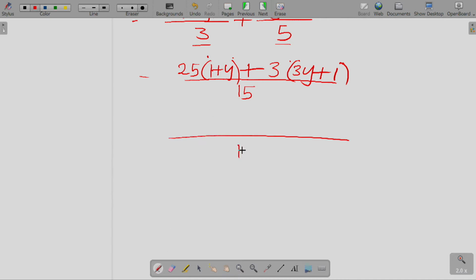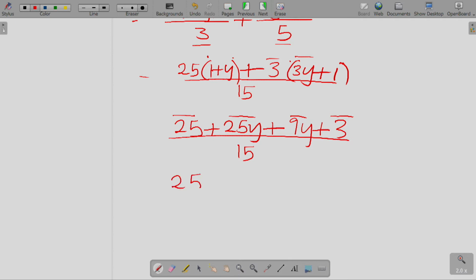So we have 15. So 25 times 1 will get 25. 25 times y will get 25y plus 3 times 3y will get 9y plus 3 times 1 will get 3. So the following step is to group together the like terms. This term and this term, and this term and this term.